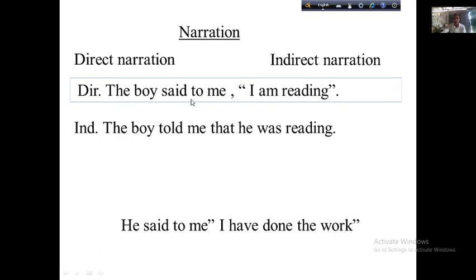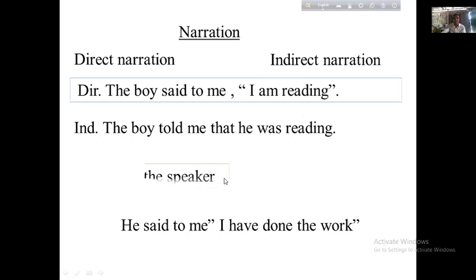Direct sentence: the boy said to me, "I am reading." In this sentence, "I am reading" is the speech and the boy is the speaker. And said is the reporting verb, which will remain outside of the inverted commas. And in the indirect sentence: the boy told me that he was reading. That means in the direct sentence, "I am reading" is the speech of the speaker and "he was reading" is sensed in the indirect sentence.